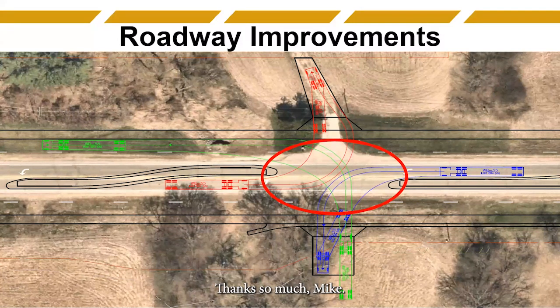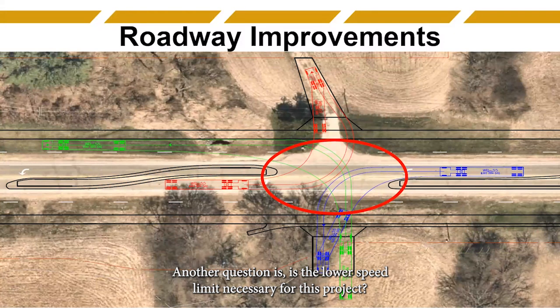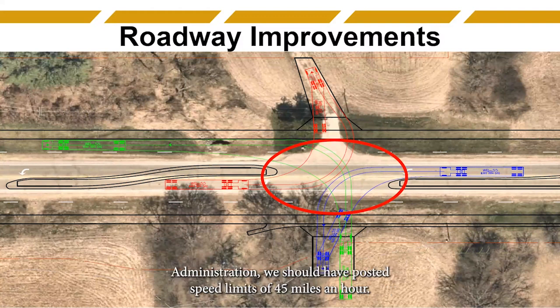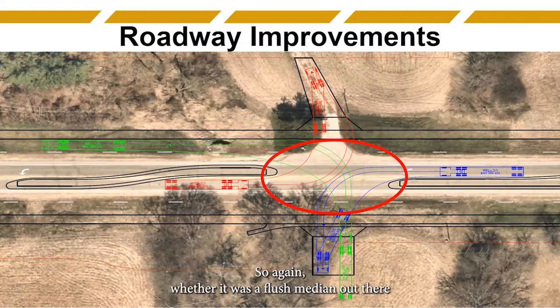Great, thanks so much, Mike. Another question is the lower speed limit necessary for this project? I imagine most people would like to keep the current speed limit given the additional lanes. I can answer that as well. Whether we're doing a raised median or a flush median out there, per IDOT policies, which are backed by the Federal Highway Administration, we should have posted speed limits of 45 miles an hour. So again, whether it was a flush median or the raised median that we're discussing here, it would need to be posted 45 miles an hour.